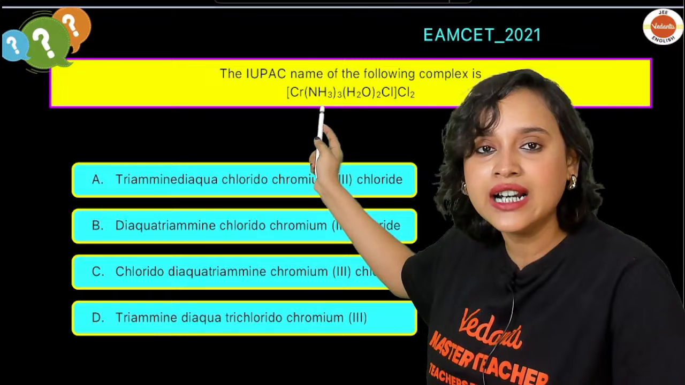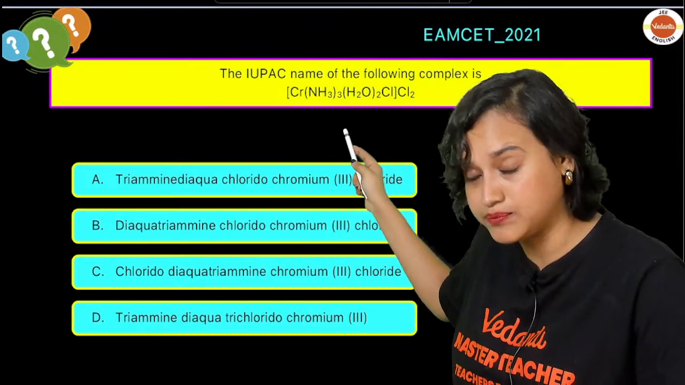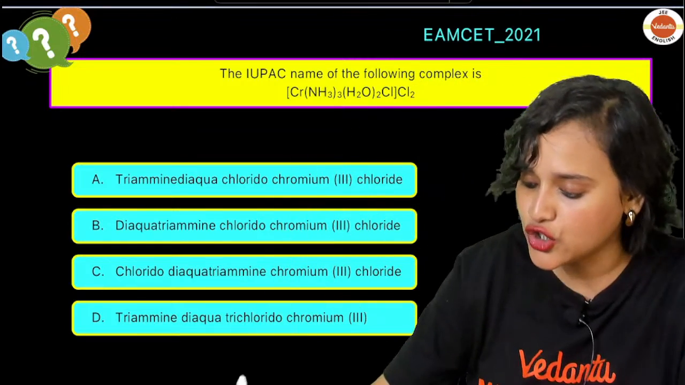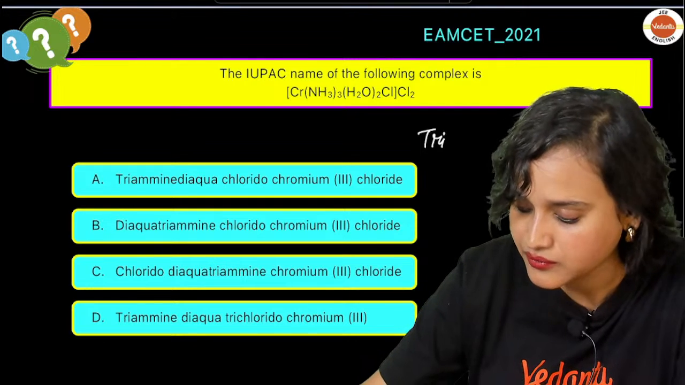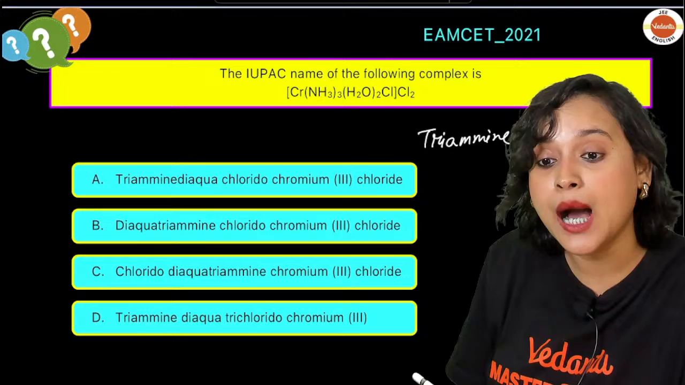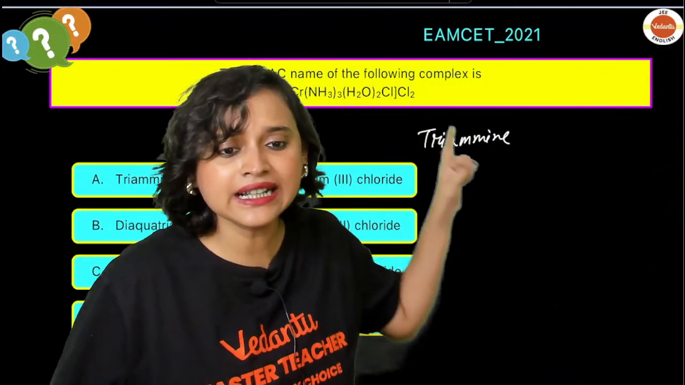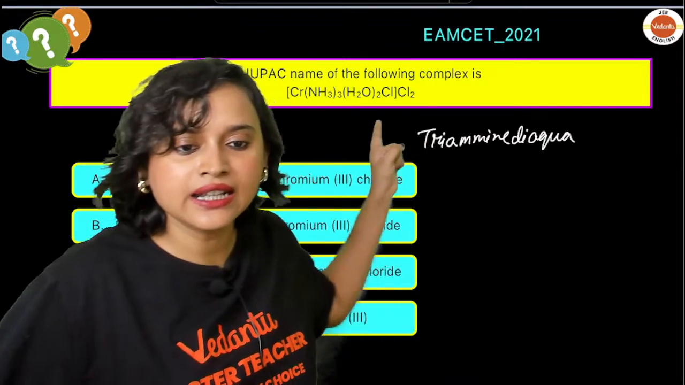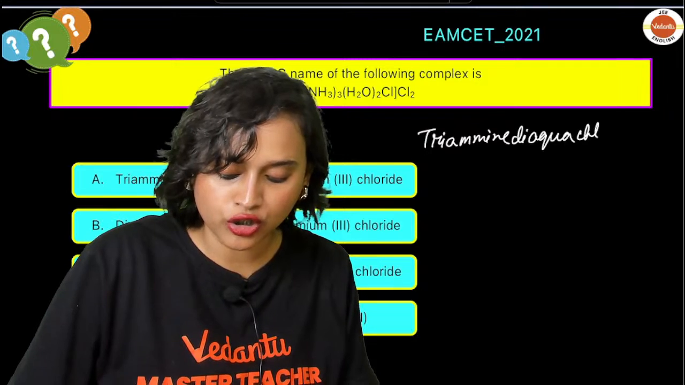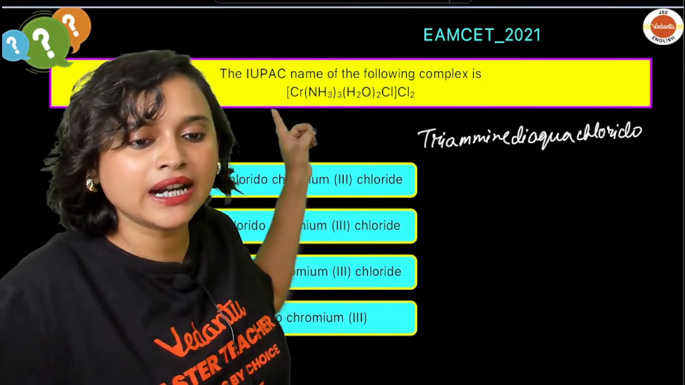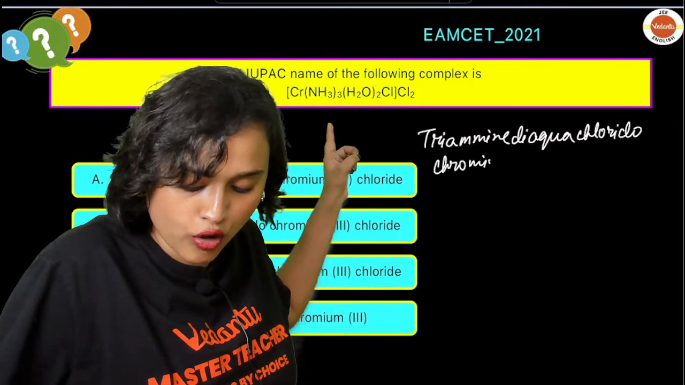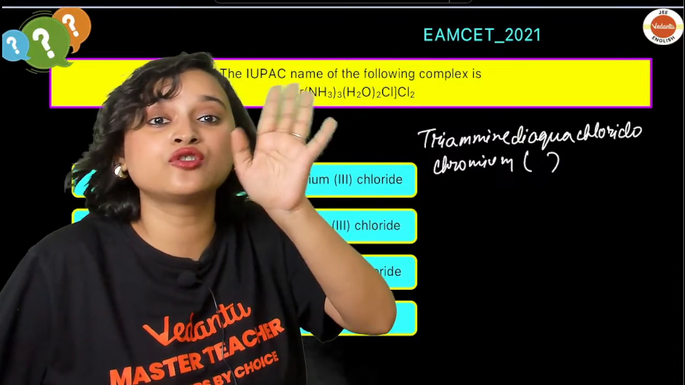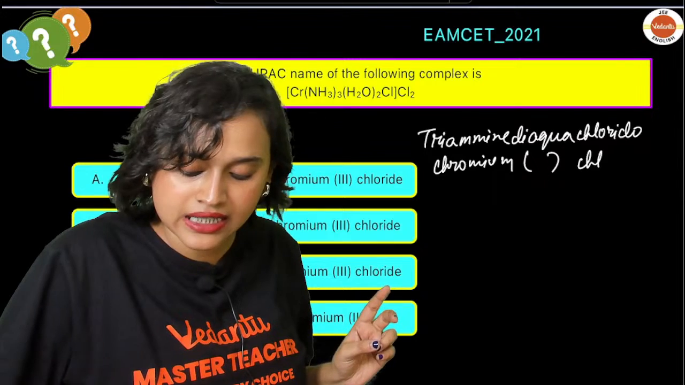Here NH3 is amine and H2O is aqua. Which shall I name first? I will name amine because AM comes before AQ. There are 3 amines, so I write triamine. There are 2 H2O, so I write diaqua. Then there is a chlorine atom, so it will be chlorido. The metal here is chromium, so I write chromium, then leave a space for the oxidation state. Outside there are 2 chlorines, but we don't write how many chlorine atoms there are, we just write chloride.